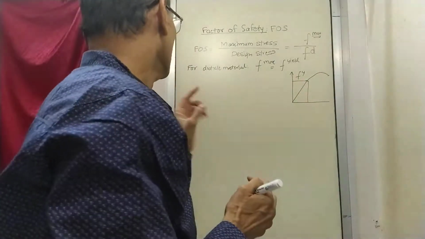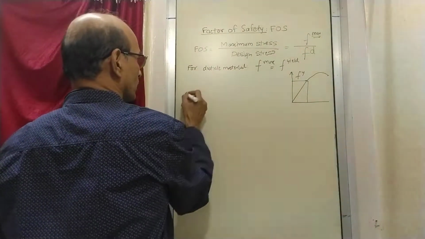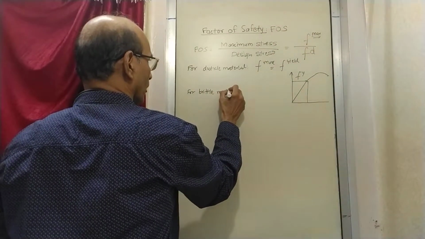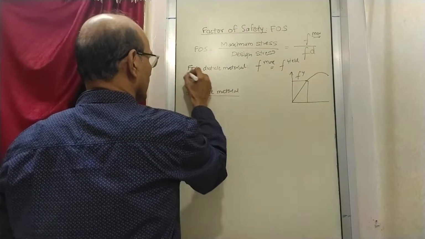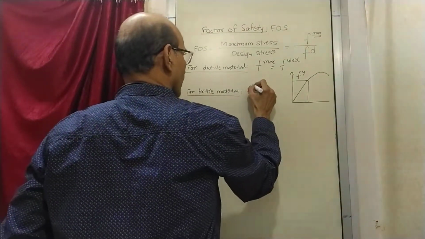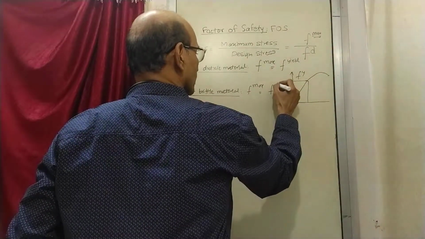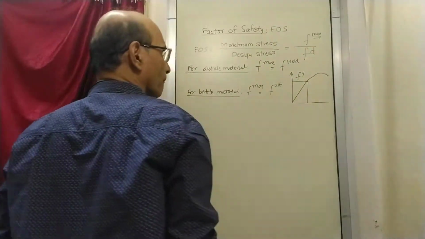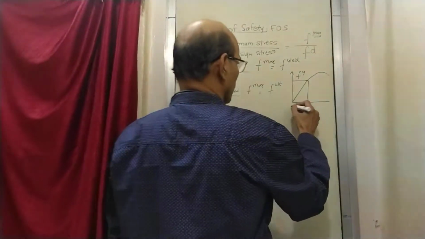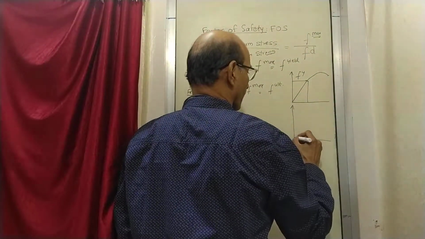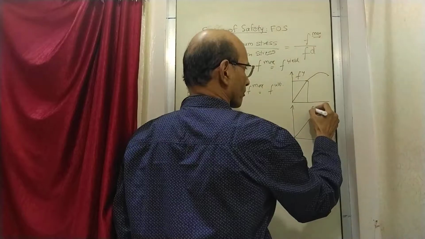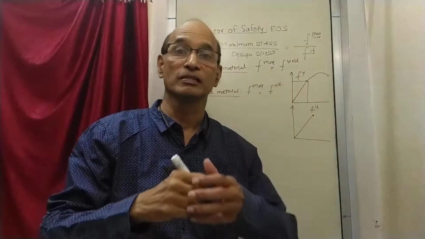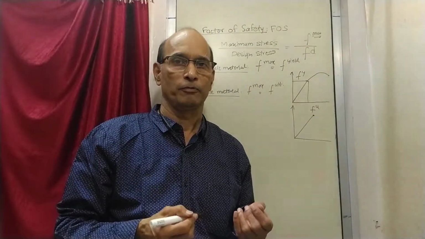Okay. Now what about the other material which is not ductile? For brittle material, F max is F ultimate stress. That means, now first of all, what is the graph for this? What is a brittle material? Brittle material is something which doesn't stretch at all. If you take, let's say, cast iron.